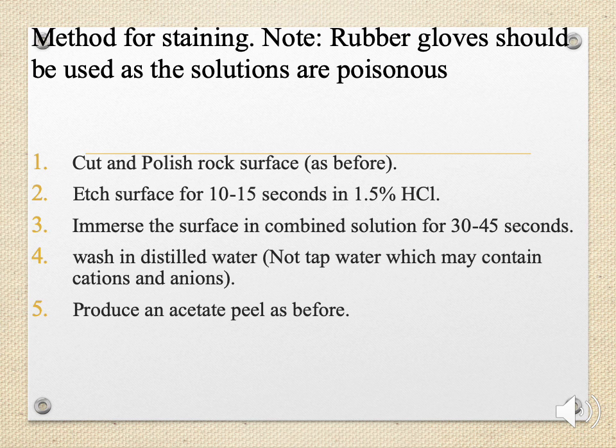Then you want to wash the surface with distilled water, not tap water, which may contain cations and anions and might discolor it. So you want to wash it with distilled water. And you can produce an acetate peel, and the acetate peel will have all of the color and all of the grains that attract color.